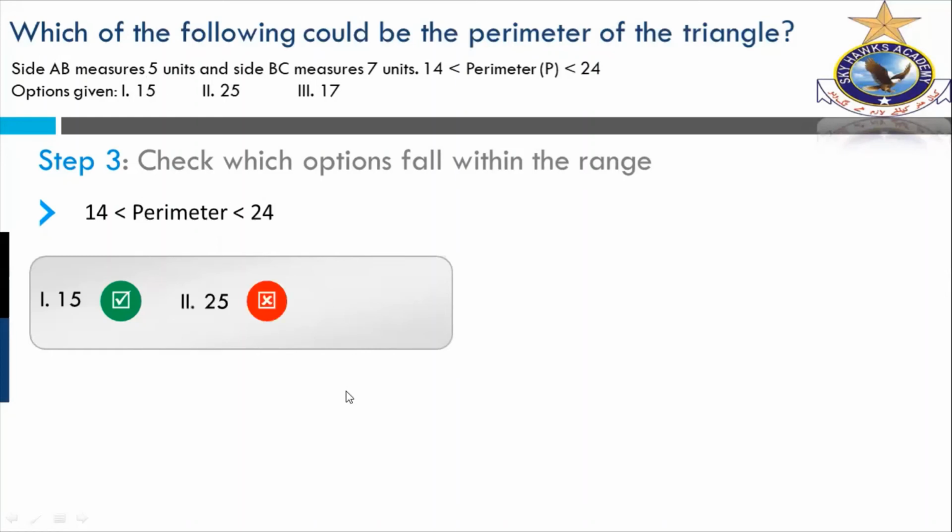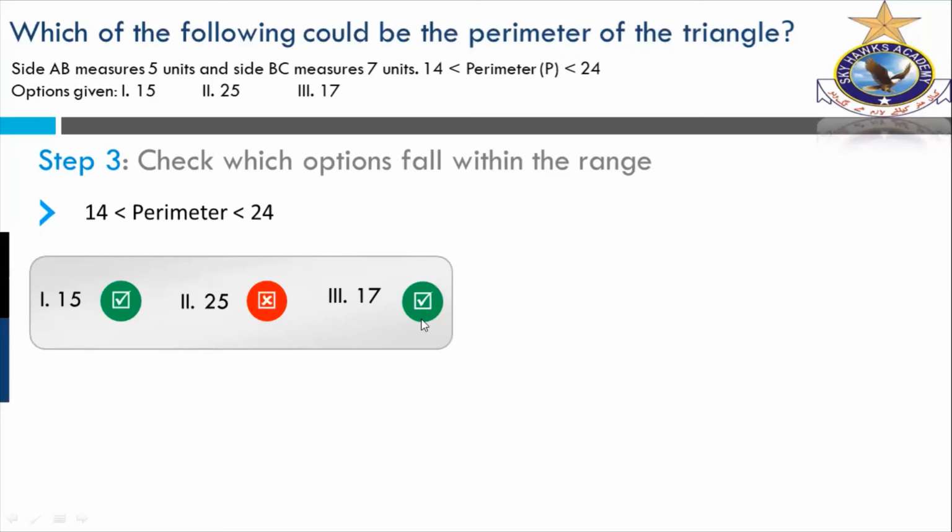On the other way, if we are looking at 24, there is no way, because the perimeter must be less than 24 and it's a 25. So it's a wrong option, totally wrong. No choice. Think about that. The next one is 17. So it's also looking good.